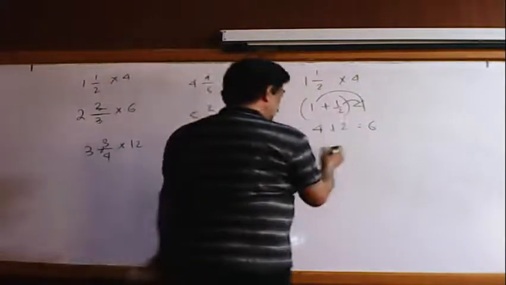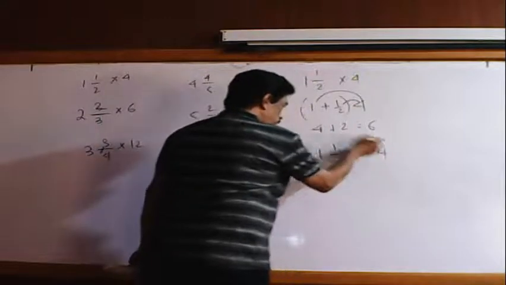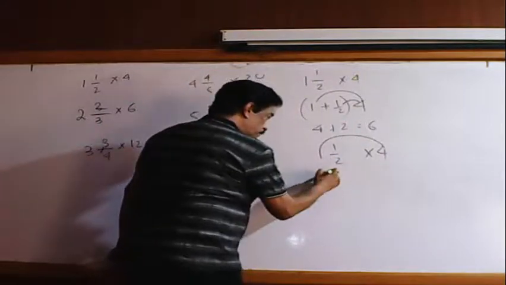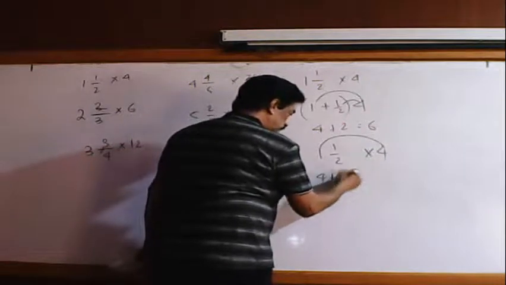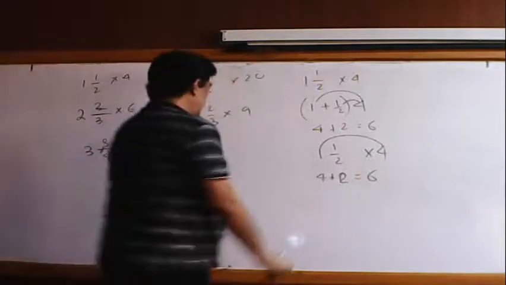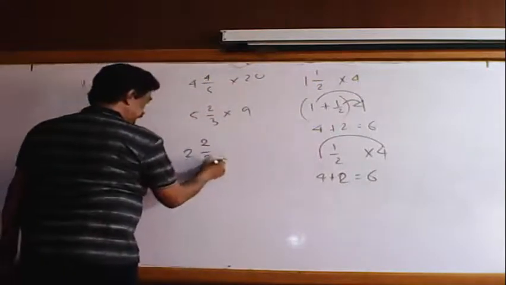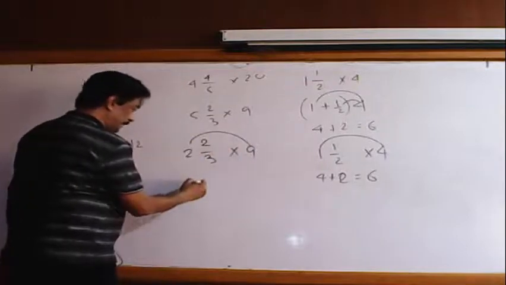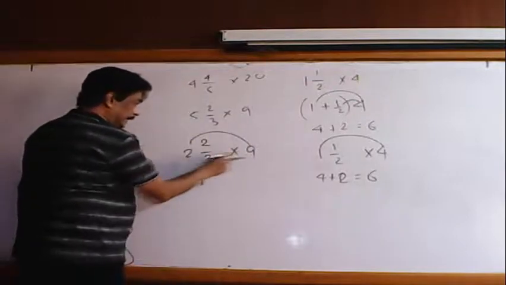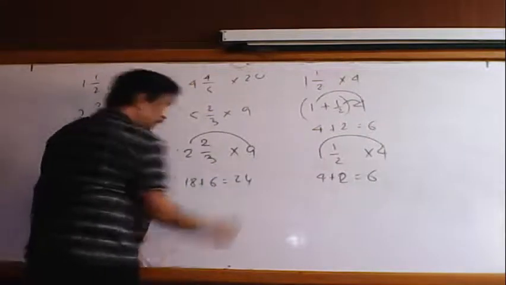So now your result: 1 and 1 by 2 multiplied by 4. First of all, 4 into 1, write 4, plus this is division, this is a 2. So 4 plus 2, your result is 6 directly. If I say 2 and 2 by 3 into 9, I write 2 into 9 is 18. Remember 18 plus, this cancel 3, 3 into 2 means 6.